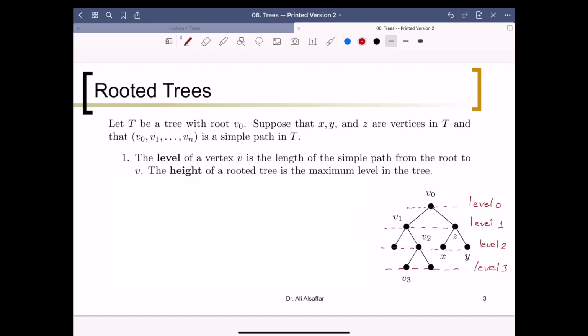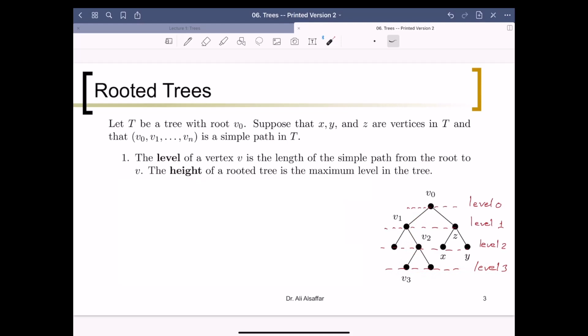Now, how to find the level of a vertex? Suppose I would like to see what the level is for X. Then find a path from the root to that vertex. So this is the path, and count how many edges we have in this path. Since we have 2 edges, X is at level 2. Now, suppose I would like to know the level of V3. So find a path from the root to that vertex and count the edges. We have 3 edges, so this is level 3.